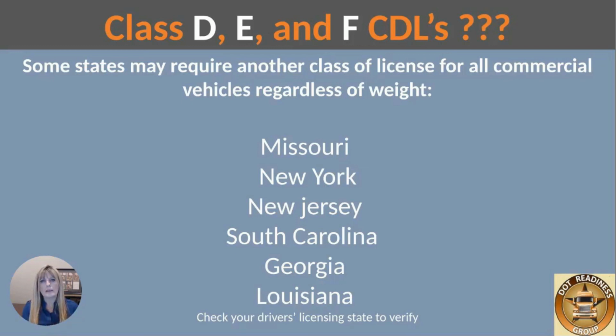So whenever you're operating in the state for business purposes, you have to have that type of license if the driver's licensed in that state. So even if you operate in Iowa, but the driver lives in Missouri, the driver still has to have that class of license, even though he might be operating in Iowa. So keep that in mind.